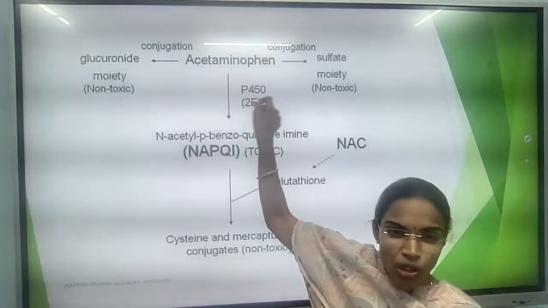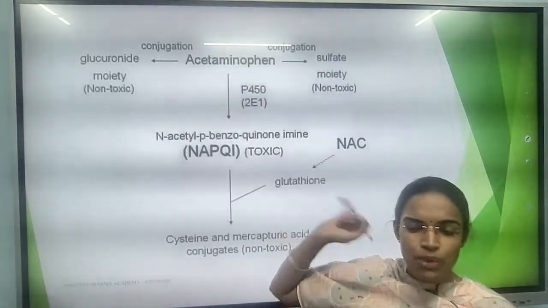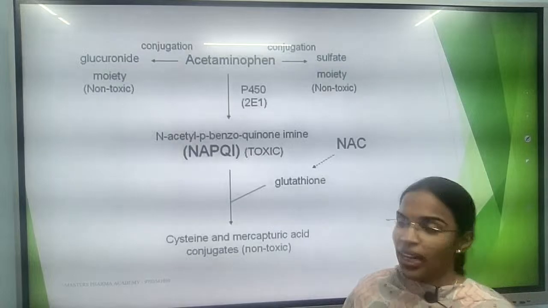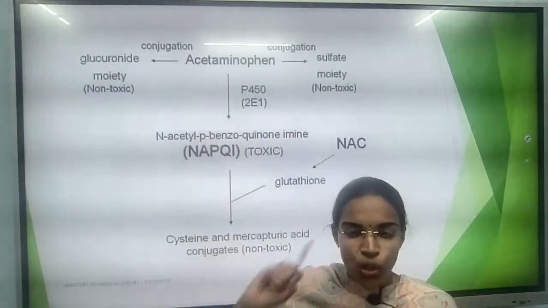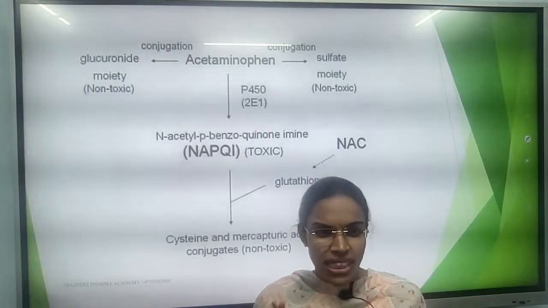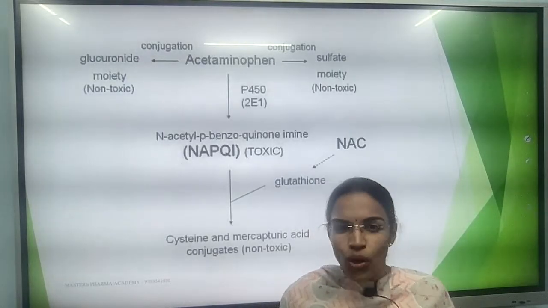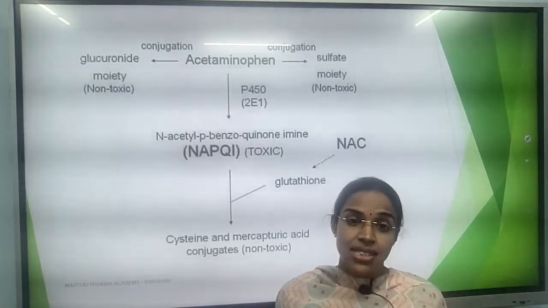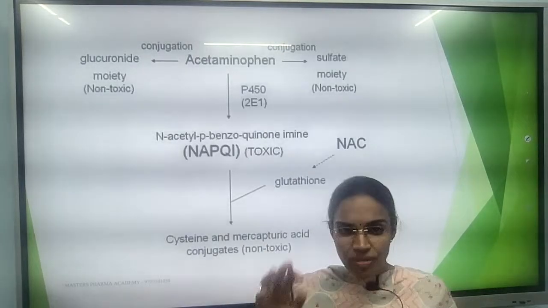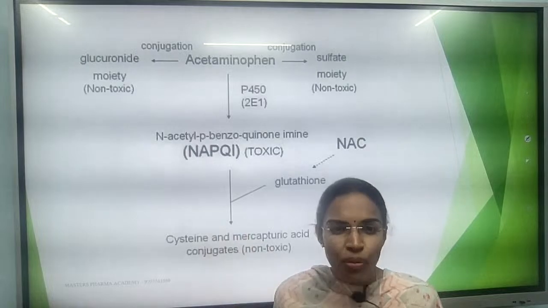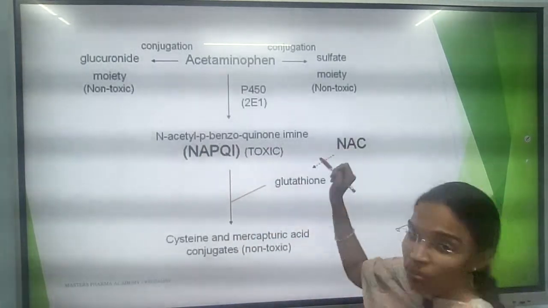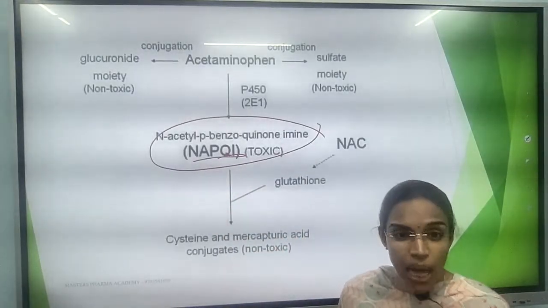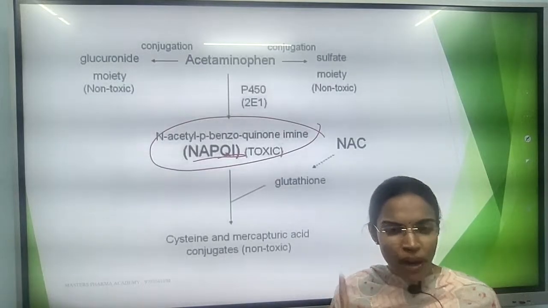Acetaminophen, also known as paracetamol, undergoes metabolism to give many different metabolites. If it undergoes direct glucuronide conjugation, or sulfate conjugation, it gives a non-toxic metabolite. But if it does not undergo these conjugations, the product is N-acetyl P-benzoquinoneamine, commonly known as NAPQI, the highly toxic metabolite of paracetamol.